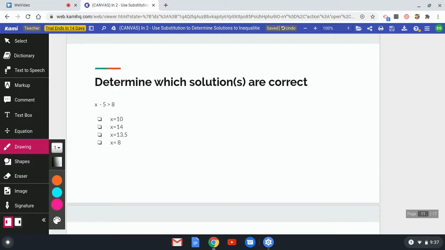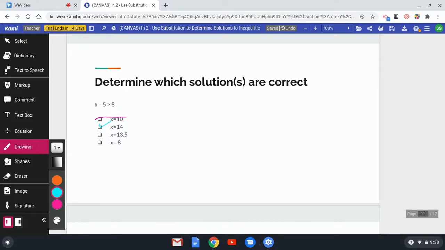All right. Put 10 in. 10 minus 5 is 5. Is 5 bigger than 8? Nope. Okay, put 14 in. 14 minus 5 is 9. Is 9 bigger than 8? Yes.